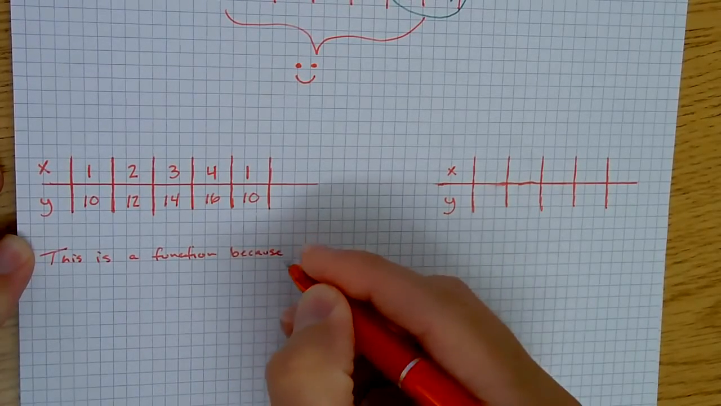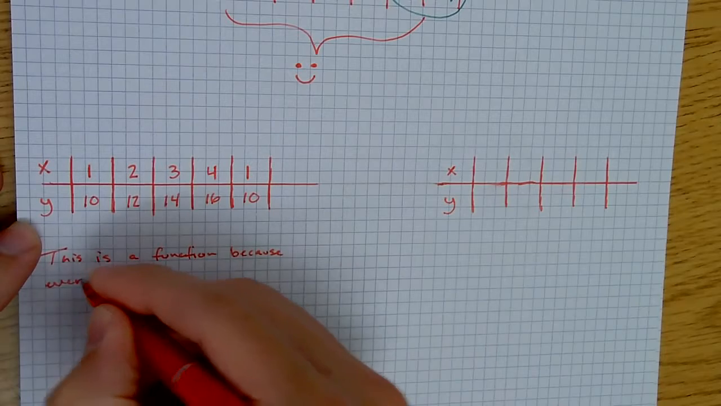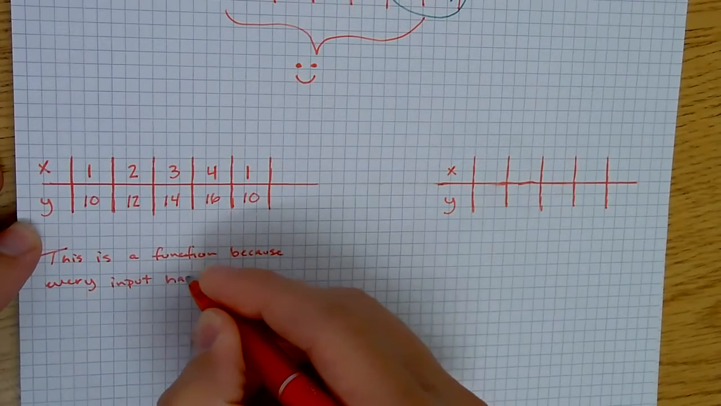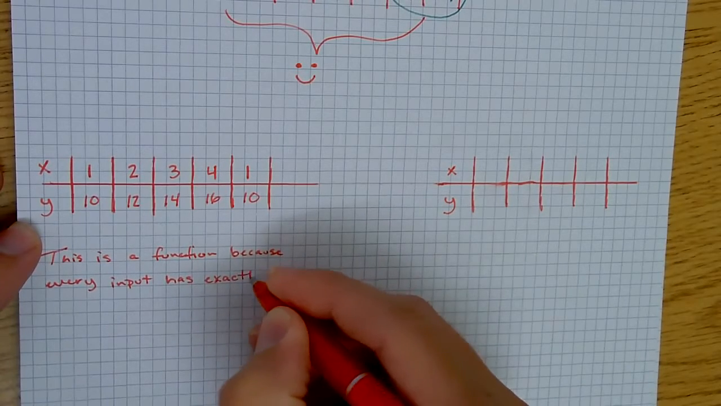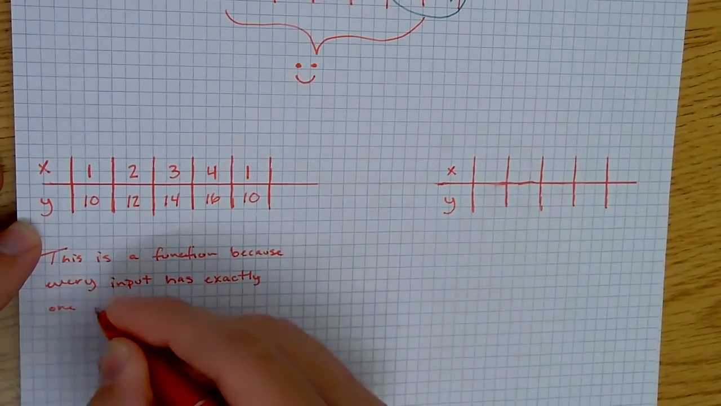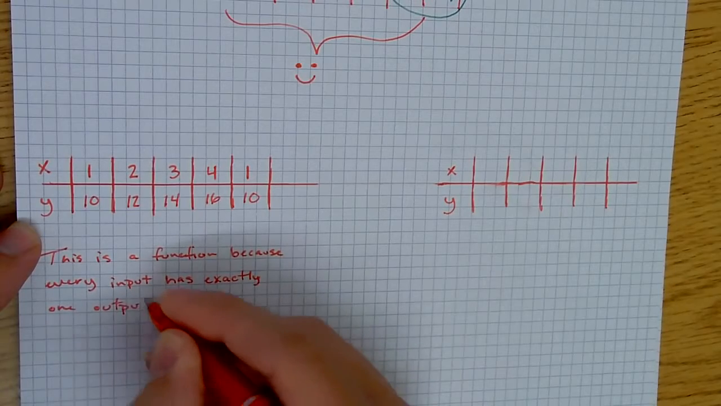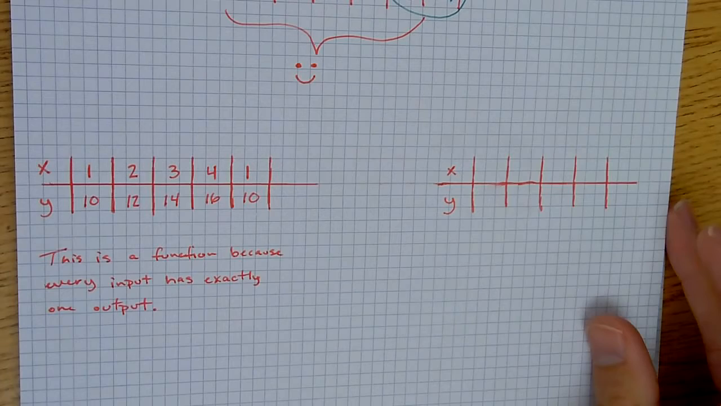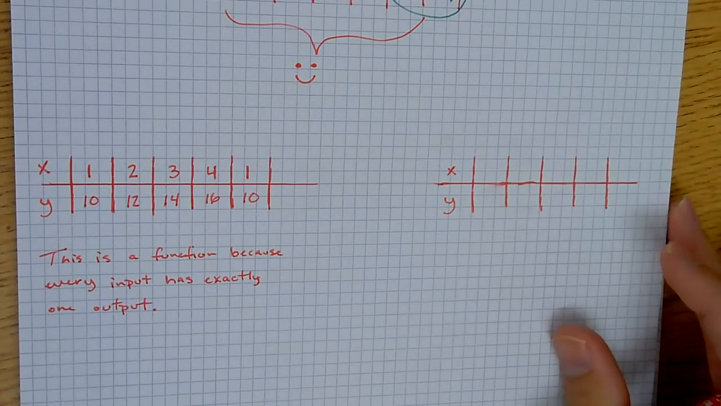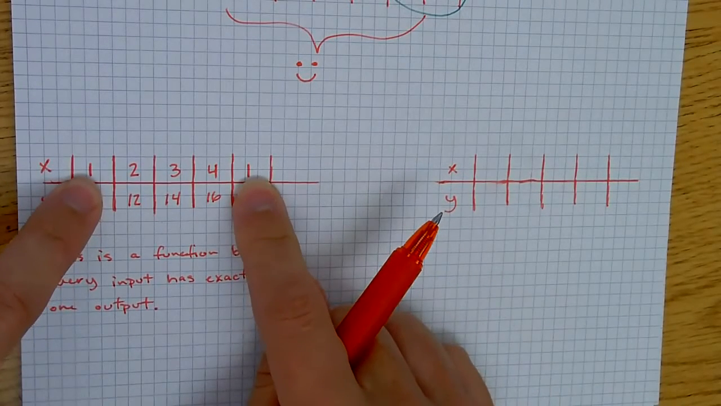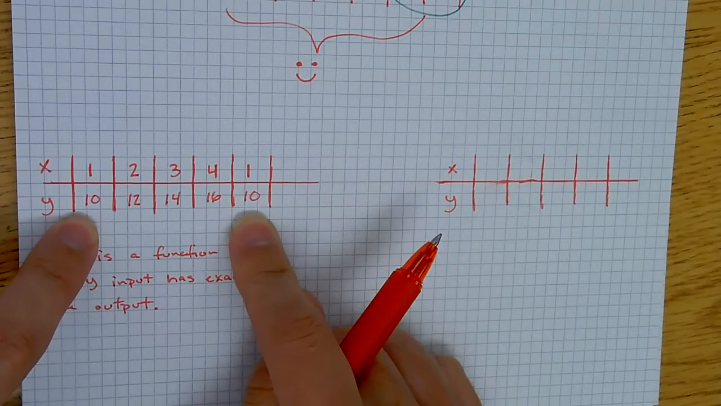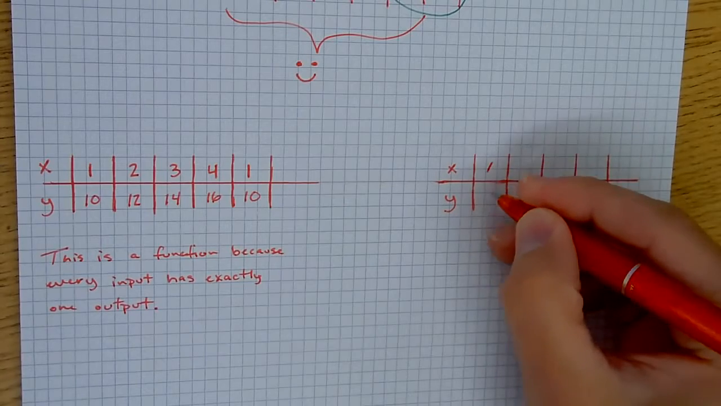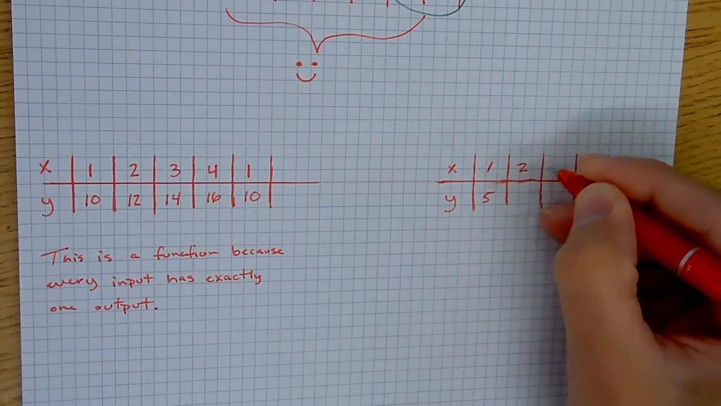Because every input has exactly one output. Okay, so you can have the same input twice, that's fine, as long as they both have the same output. If they had a different output, like I'll show you right now, then that would be no good.